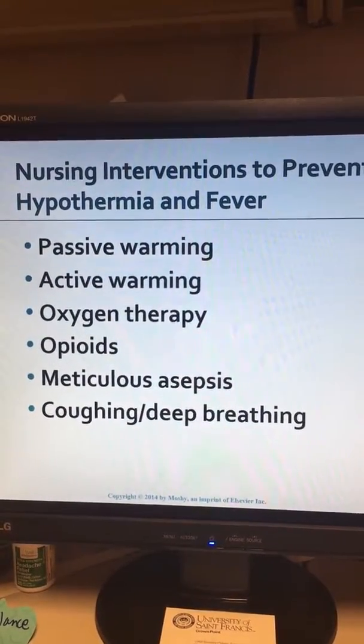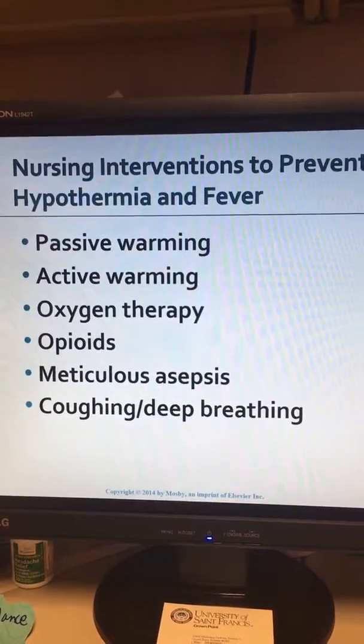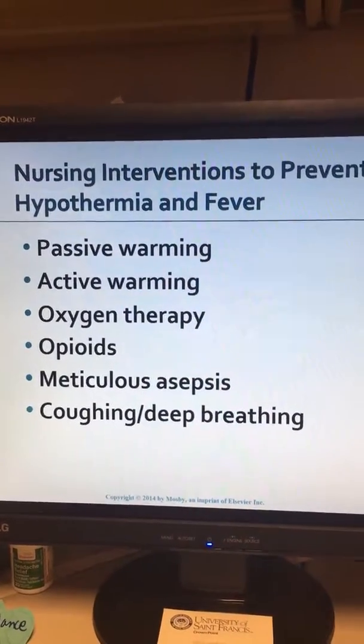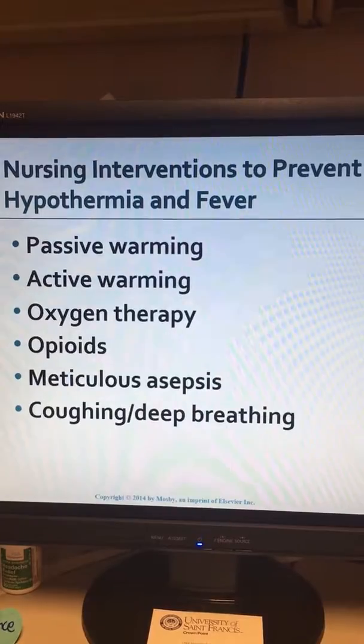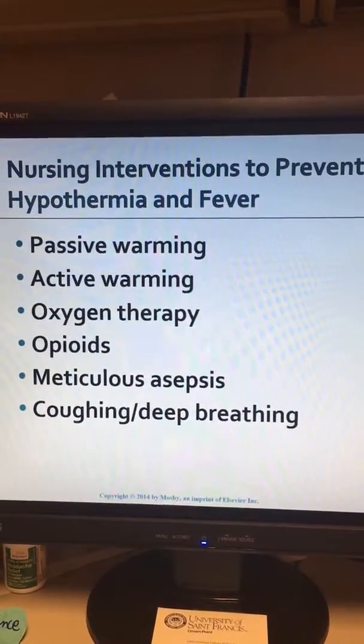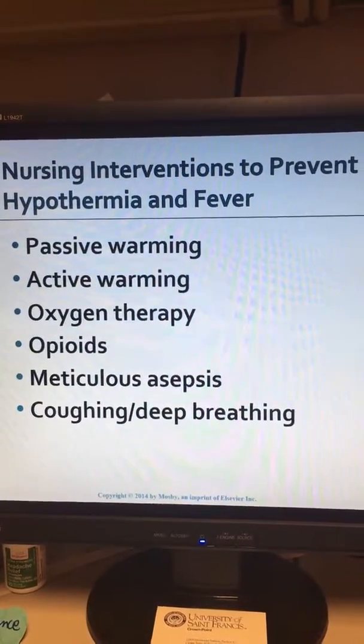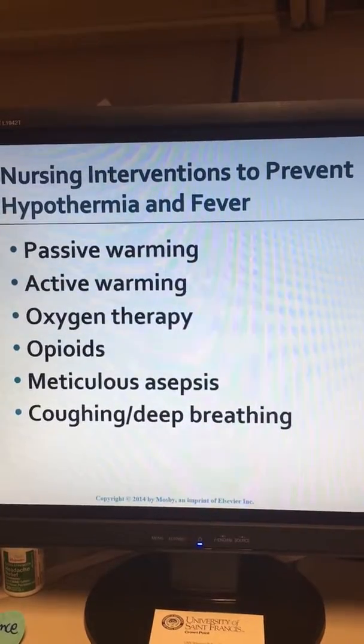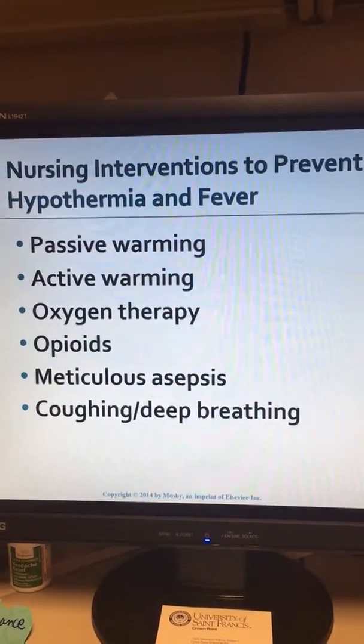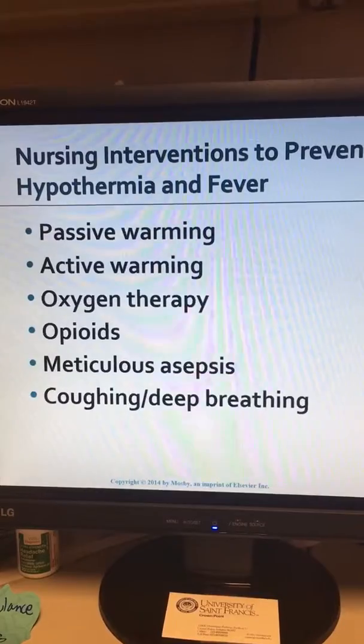We do meticulous asepsis. So we wash our hands and do everything carefully when we're maintaining the surgical incision and the IV site. And again, turn, coughing, and deep breathing. And this is in the initial recovery room phase as well as on the floor.